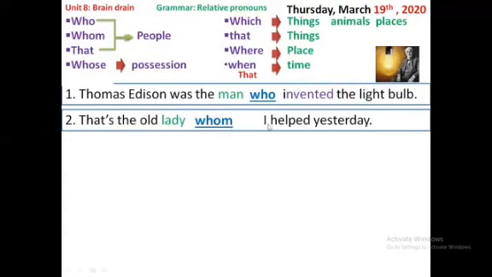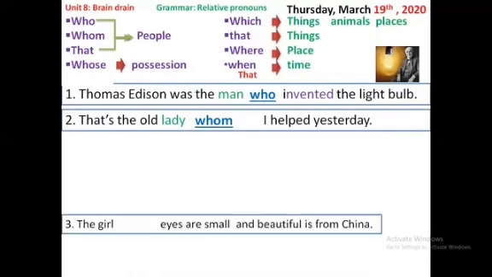That's the old lady who I helped yesterday. It's not correct. So we have to say whom. Remember who and whom? Who refers to people or persons followed by a verb. Whom refers to persons and followed by a subject. Here I don't care about the singular or plural form. I don't care if we say a man or men, plural or singular, doesn't matter.